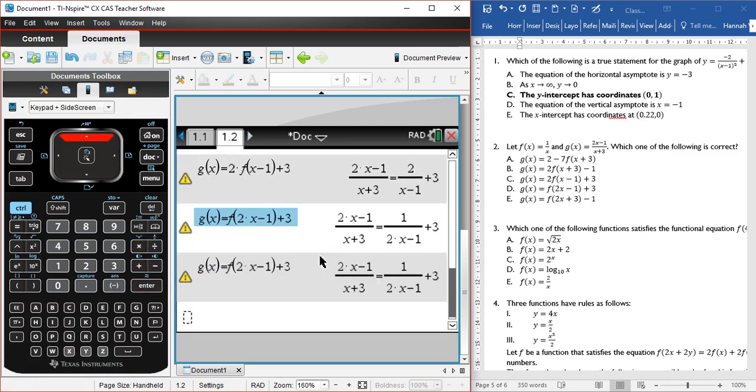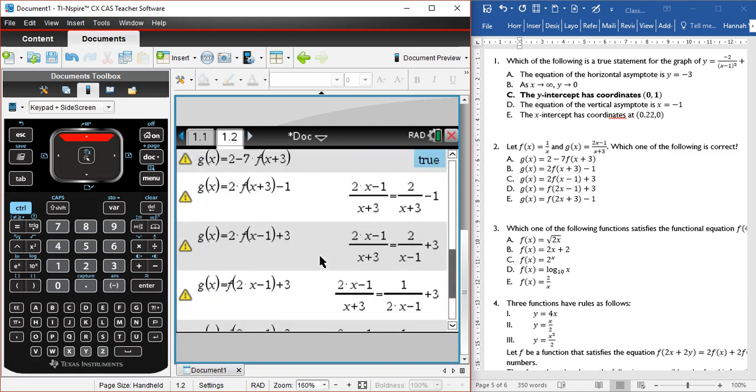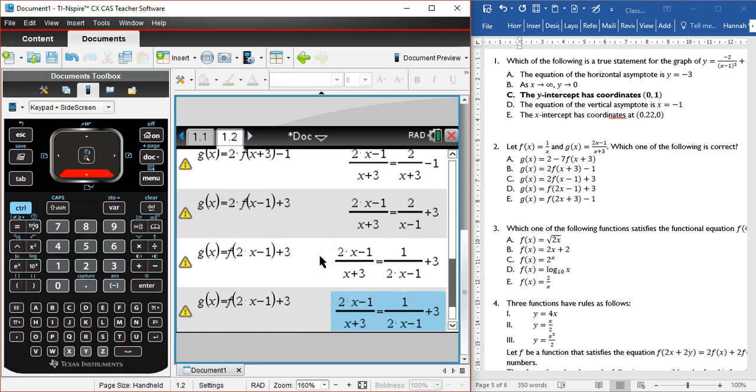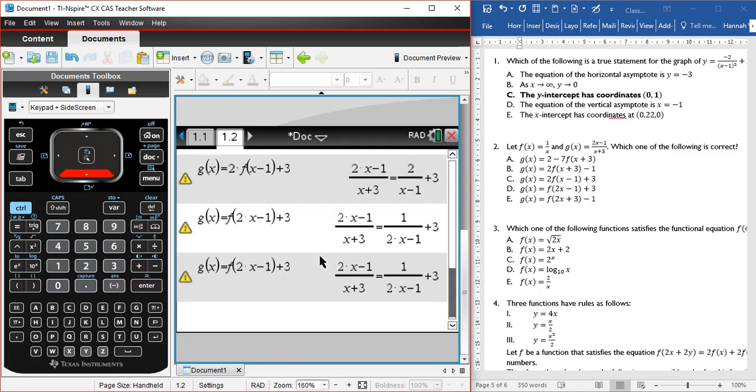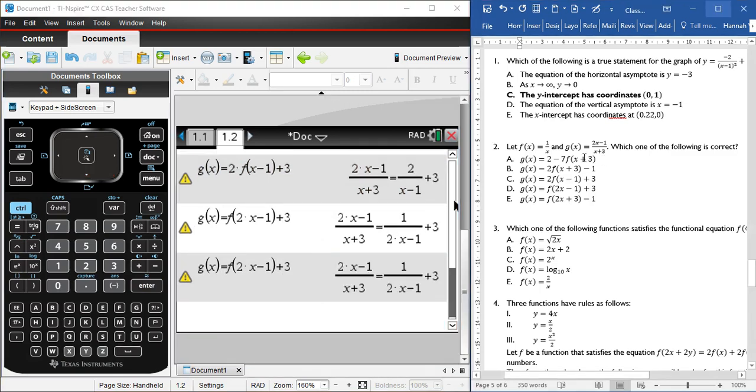So for every statement except the first one, the CAS just repeats it, because the other statements are not correct for every single value of x, which means that A must be the answer for question 2. It's a neat little thing to be able to do.